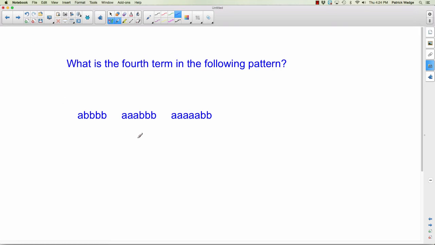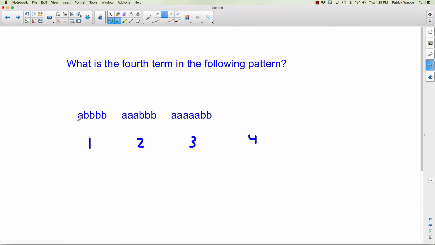Okay, another one. Oh, that's a good one. What's the fourth term in the following pattern? So here's the first term, the second term, the third term. We want to know what the fourth one is. We've got some A's, we got some B's. Give you a second here. I bet some of you can get this one pretty fast. Right? What's the hint? Take a look at the A's and the B's separately.